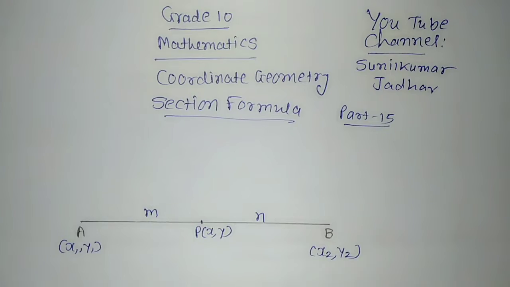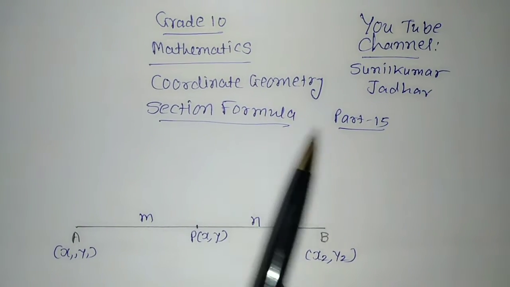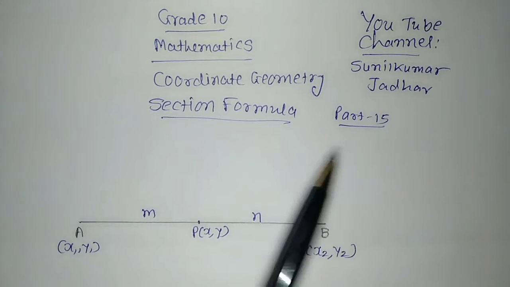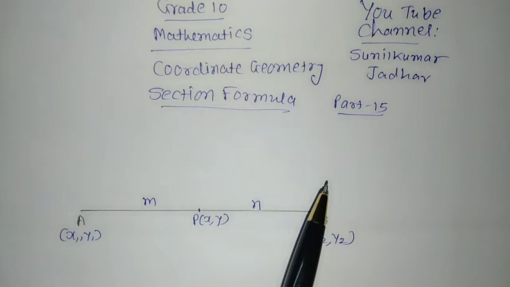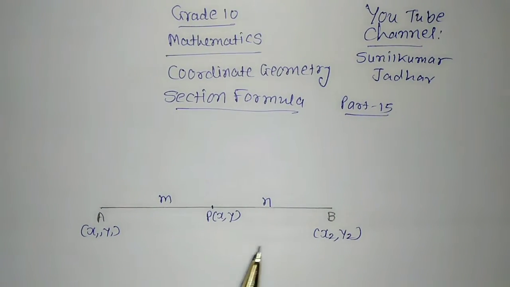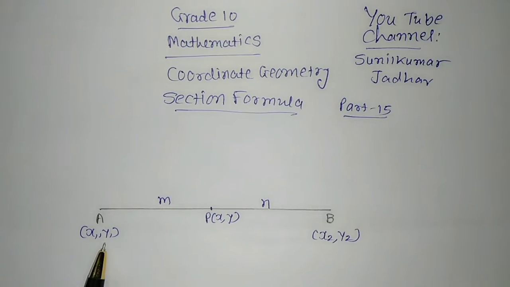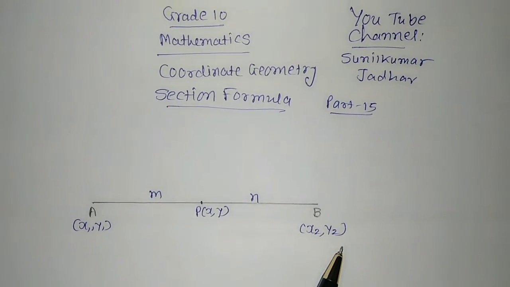Here we are going to learn the section formula from grade 10 mathematics coordinate geometry. This is part 15 of this series on coordinate geometry. The section formula applies to a line segment which has two endpoints, A (x1, y1) and B with coordinates (x2, y2).